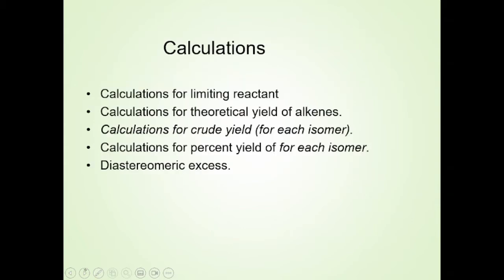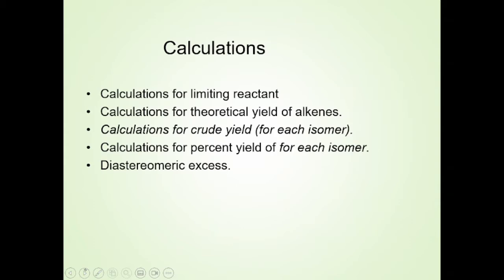All right, calculations. Some of this is routine, limiting reactant, theoretical yield. Remember, you do have three reactants. You've got your base, you've got the salt, and the aldehyde, so you have to do limiting reactant for all three. And then theoretical yield of alkenes. But this time we're also going to be looking at a calculation of a crude yield for each isomer.